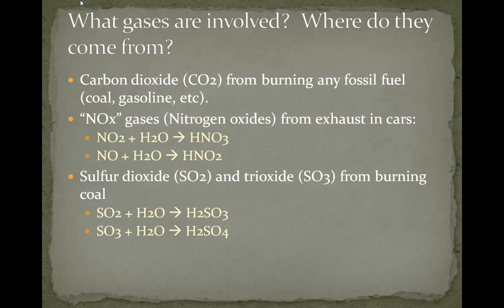Sulfur dioxide and trioxide, SO2, SO3, come from burning coal. Inside of coal there are pockets of sulfur. It's just how coal naturally forms. That sulfur, when you burn the coal, mixes with oxygen. You get SO2 and SO3, and that mixes with water to make different sulfur-based acids. All right, so carbon dioxide from fossil fuels, nitrogen oxides from exhaust in cars, and sulfur dioxide and trioxide from burning coal. There isn't sulfur in other natural gases. Sulfur only comes from the coal.